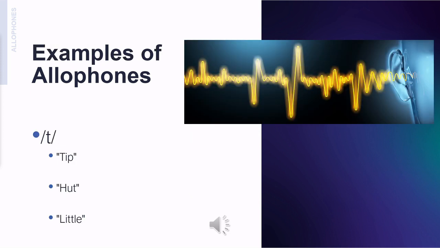Here we have an example of the T phoneme, which we can see in our broad transcription slashes. The T phoneme is a voiceless stop consonant produced at the alveolar ridge with the tip of the tongue. The T sound in tip versus hut versus little are produced in three different ways. However, they still fall into the same phonemic category of T for speakers of standard American English. So let's take a look at each of these productions and discuss how they are different.